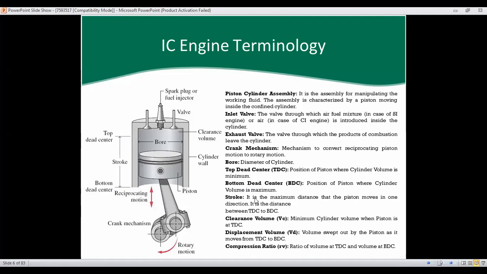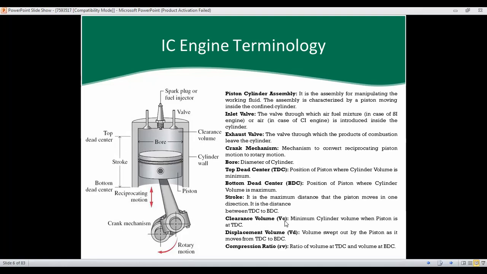Okay, stroke, what is the stroke? It is the maximum distance that the piston moves in one direction, the distance between BDC and TDC. So this is your stroke. One stroke means one up or down movement of a piston, that is called the stroke.